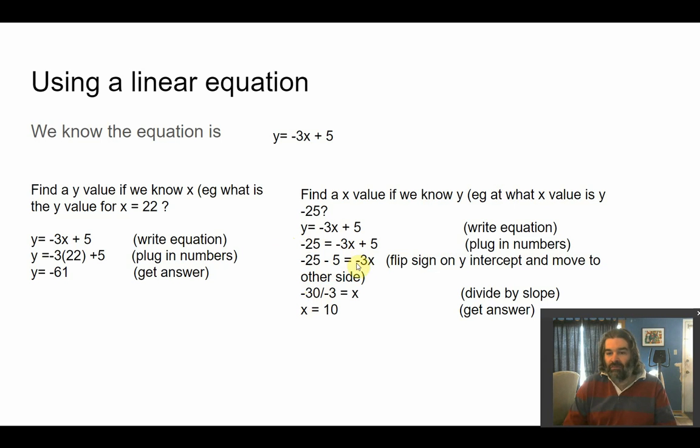Then I've got that minus 3x. What I do is I divide by whatever's in front of the x, the minus 3, to divide by your slope, and you get x is 10. This will always work, okay? Flip the sign on the y-intercept, move it over, add or subtract it based on what it looks like now. Then divide by whatever's in front of the x, and you'll get your answer. That'll work 100% of the time.